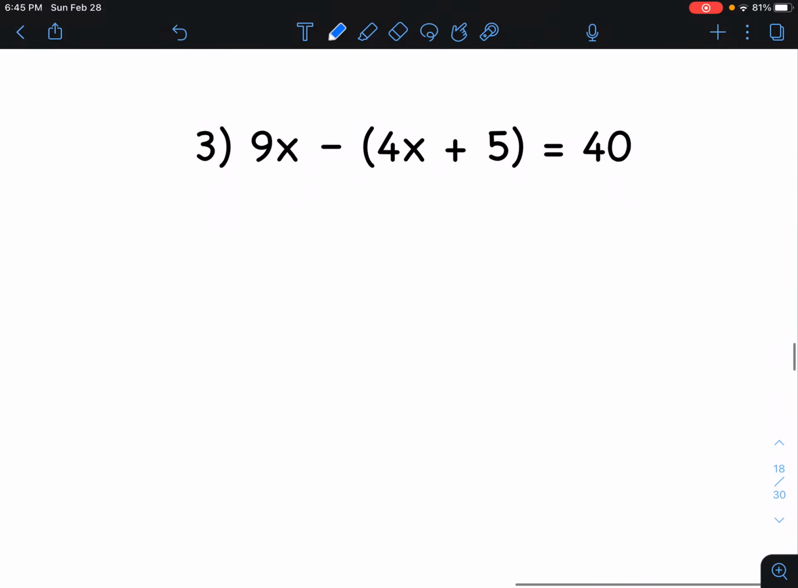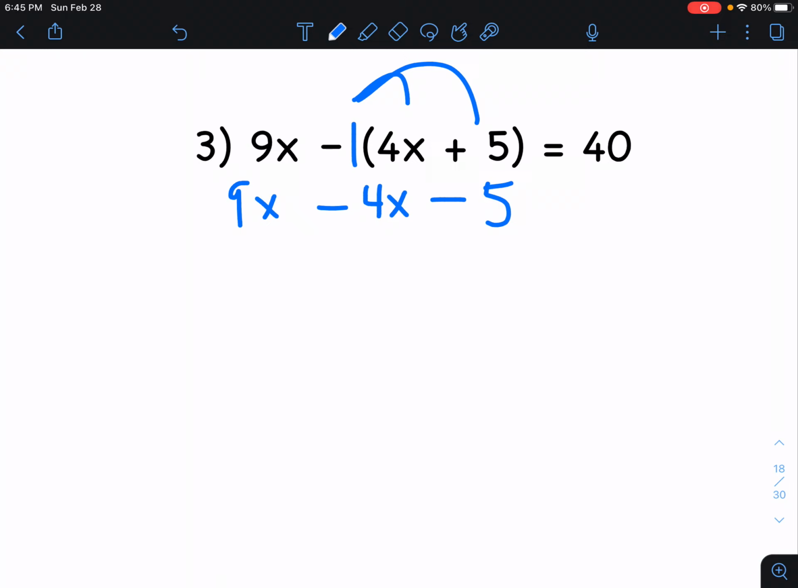Number 3 is a tricky problem. 9x minus a parentheses. That's an invisible one that you have to distribute. So just bring down the 9x, and that'll be minus 1 times 4x is 4x, and minus 1 times 5 is negative 5, or minus 5.